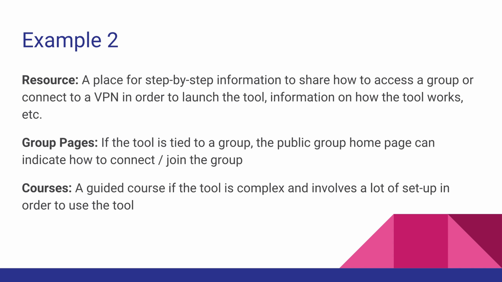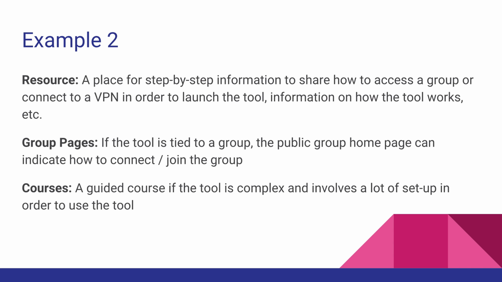Going into our second example, we can look at different ways to inform users when they need to have access to a tool, and it takes more than just clicking the launch button on the tool page or tool resource page to access that tool, such as connecting to a VPN or joining a group in order to access the tool. So on the resource page is ideally where you should post this information, such as step-by-step information on how to access the group or connect to the VPN.